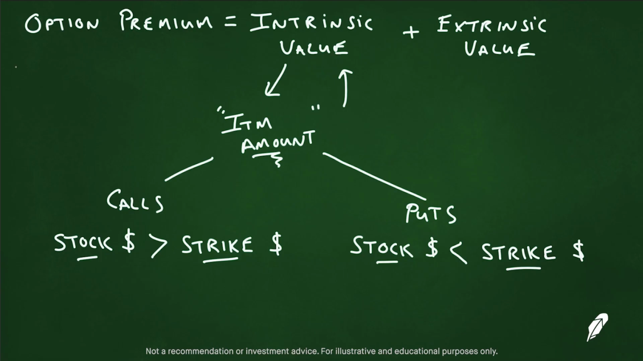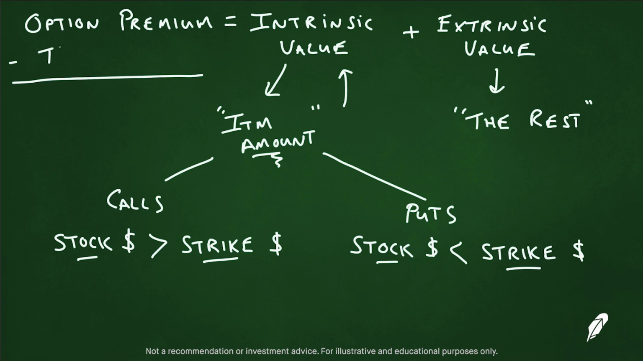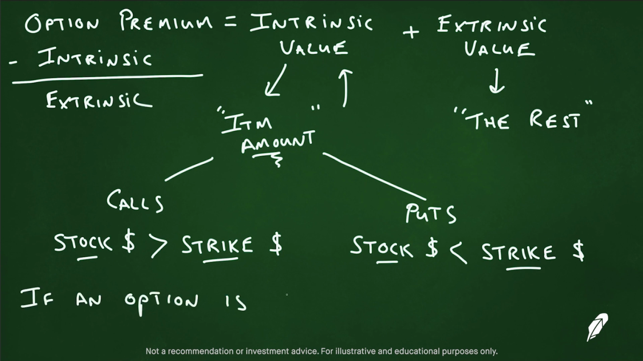Now, what about extrinsic value? Well, you can think of extrinsic value simply as the rest of the premium, right? Whatever isn't intrinsic is extrinsic value of the option. And we can calculate this by simply taking the option premium and subtracting that intrinsic amount, and that will get us our extrinsic value.